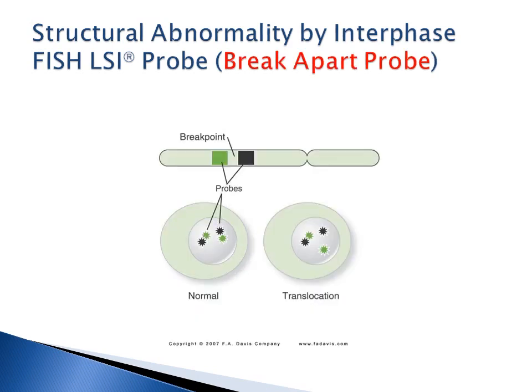You can also use break apart probes, and these probes contain a break point in them. So normally these probes would bind together in a specific chromosome. However, if there were a translocation, those probes are not going to bind together because you have a different region in that chromosome due to the translocation.